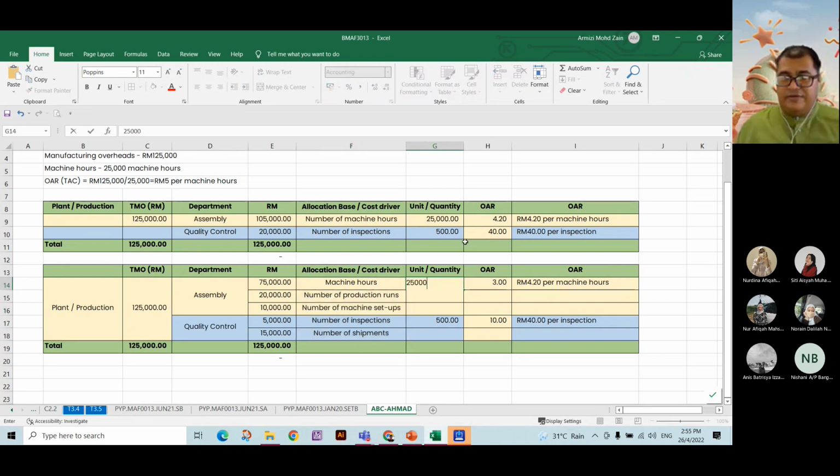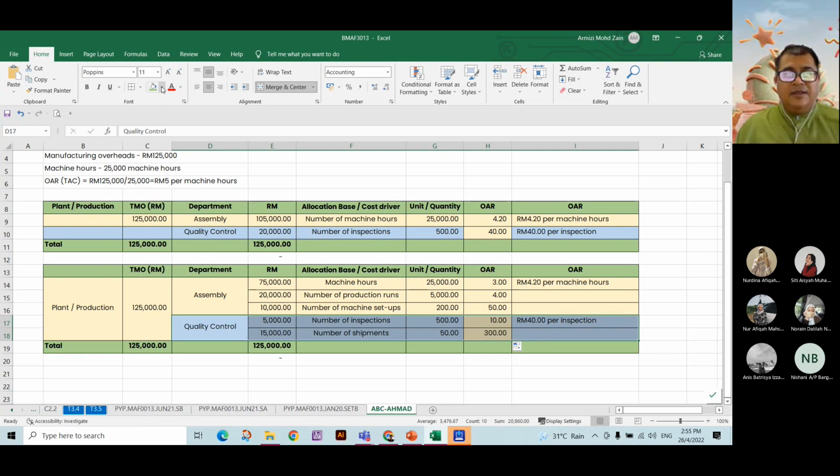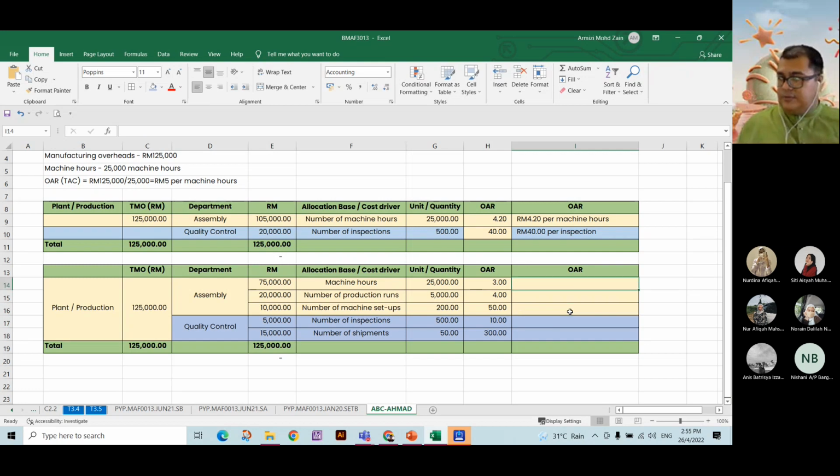Okay, this quantity is still 25,000. This one we make just 5K. This one 200. These are just examples, okay. Because the OAR we can also split into 5. So this one is RM3 per machine hour. Okay, RM4 per production run.